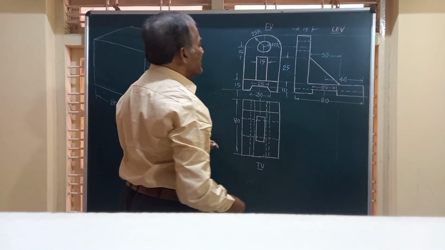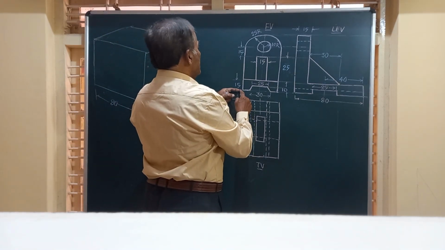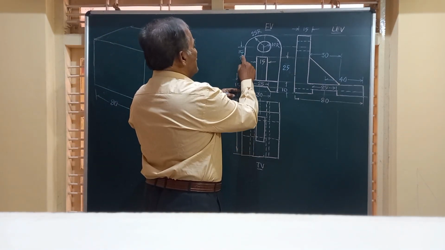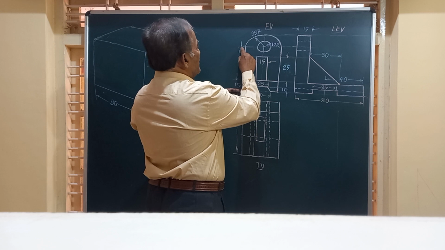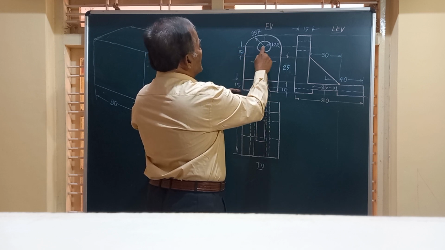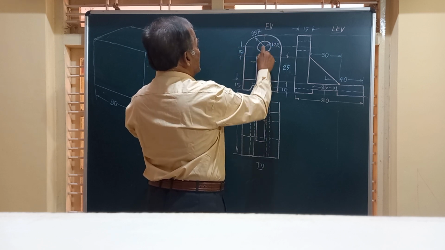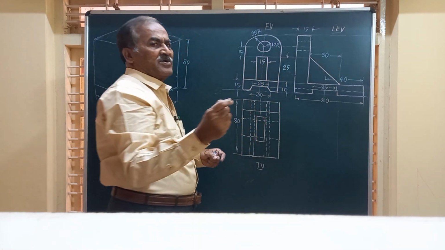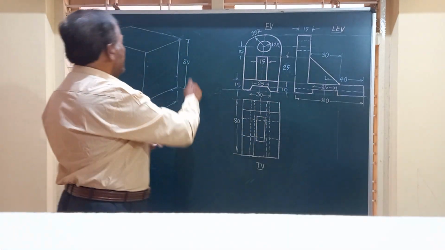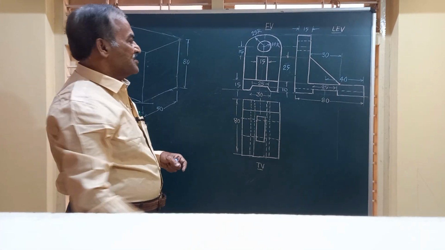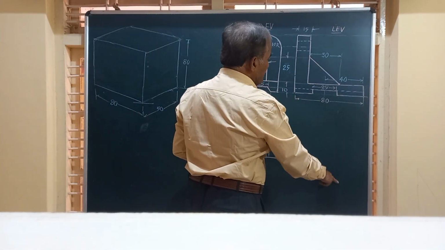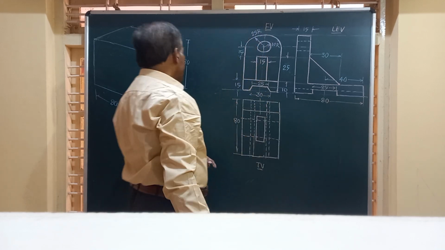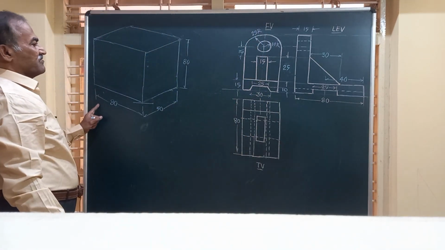Then what is the height, friends? Height, friends, you can see here. This is 15 plus 25, 40 plus 15. 40 plus 15 is 55. 55 plus this 25 radius, 55 plus 25 is 80. That 80 I have shown here. Similarly, friends, in the end view or the side view, the dimension is given to be 80 mm. That I have shown here, friends.